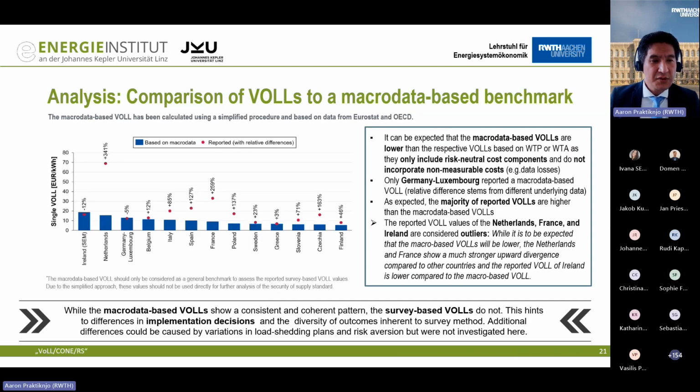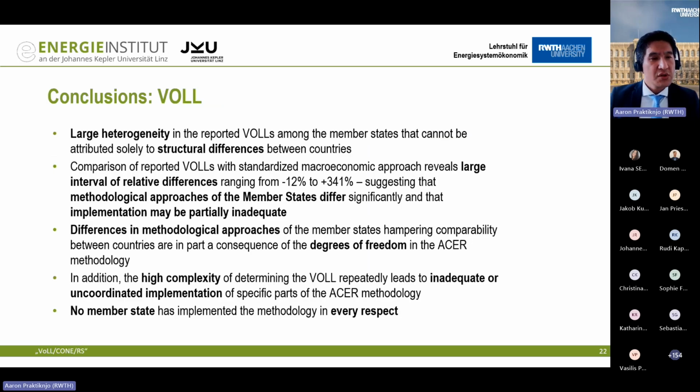So the second approach that we used was a macro data based approach to see whether or not we have any differences here. And yes, we see that actually the differences become much smaller if we use only a macro data based approach compared to the reported value of lost load numbers. So there's a hint here that there might be differences in the implementation decisions that each member state made. So in conclusion, there's a very large heterogeneity in the reported value of lost loads among the member states, and these cannot be attributed solely to structural differences between the countries. Yes, a significant share of these differences can be explained by structural differences, but not all of it.